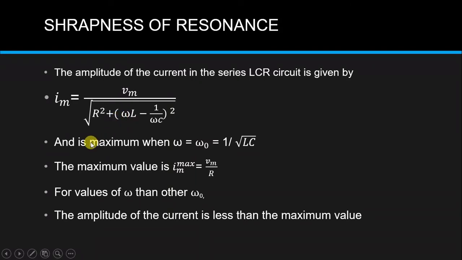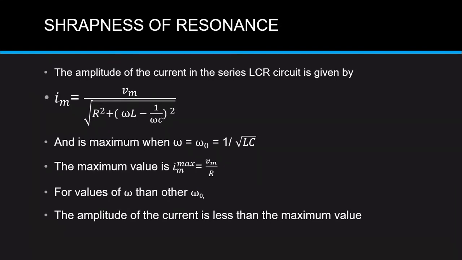This current amplitude is maximum when omega equals omega 0. The frequency we apply is the same as the natural frequency. So omega equals omega 0, which equals 1 upon under root L into C, the inverse of the square root of the product of inductance L and capacitance C. This is the natural frequency, and at that time we get the maximum current.